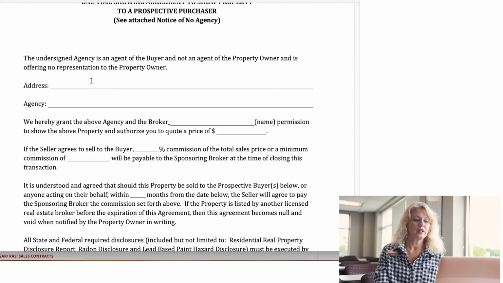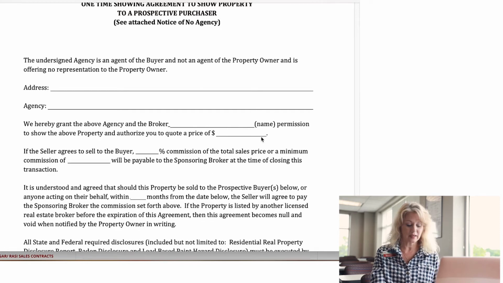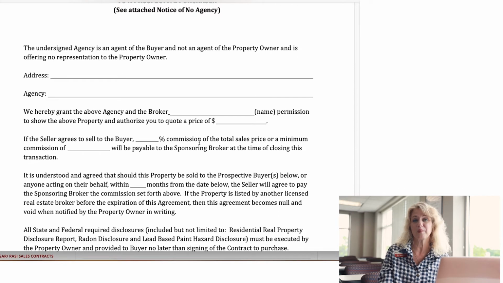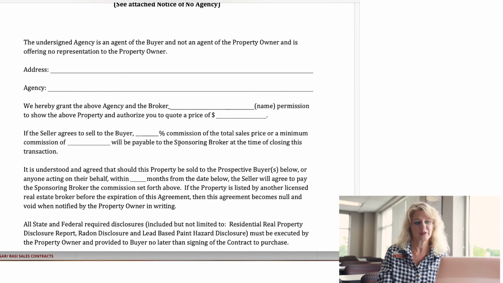All right, so when you present this one-time showing agreement, you have the property address here, Keller Williams Marquis here, and then it says we hereby grant the above agency and the broker, it would be your name here, permission to show the above property and authorize you to quote a price of blank. So this is why, again, you need to speak with the seller prior to showing the property, because you want to verify the purchase price or the sale price that they are advertising or they're hoping to get for the house. So that price has to be established by that seller.